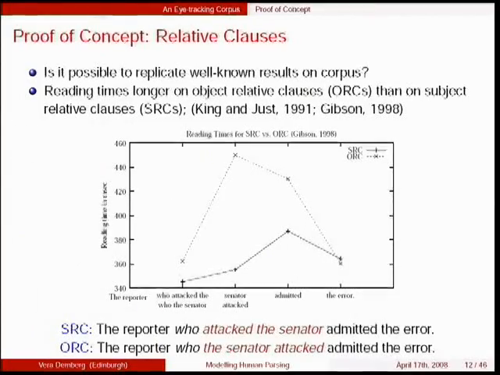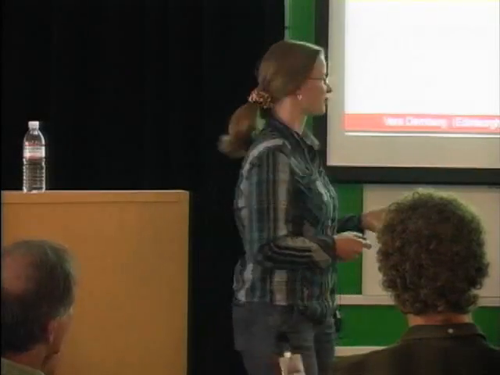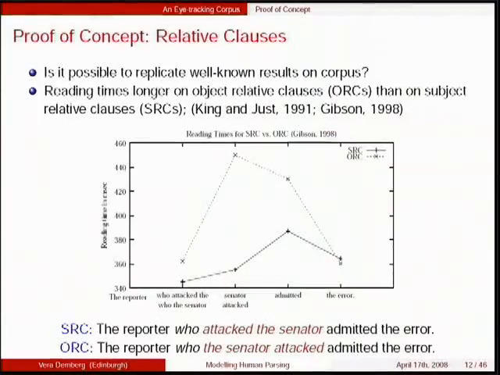And now, as a proof of concept: I said before that there's no established reliability for using a corpus. So as a first step, I took example relative clauses, and there's a lot of consensus in the research community that object relative clauses are more difficult to process than subject relative clauses. An object relative clause is something like "the reporter who the senator attacked admitted the error," and this is more difficult to process than the subject relative clause "who attacked the senator."